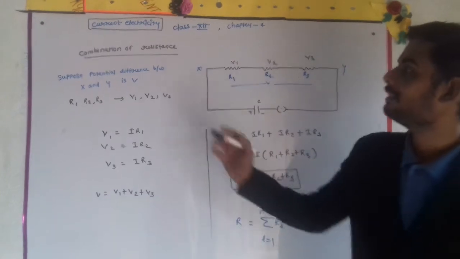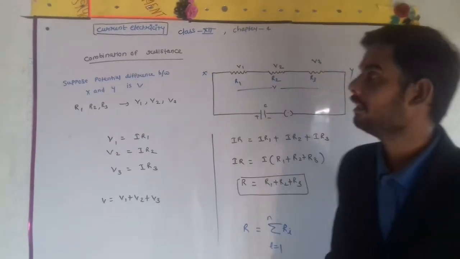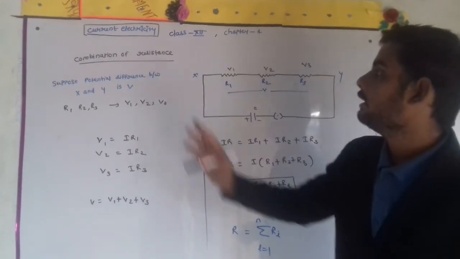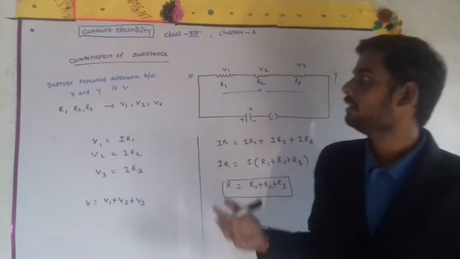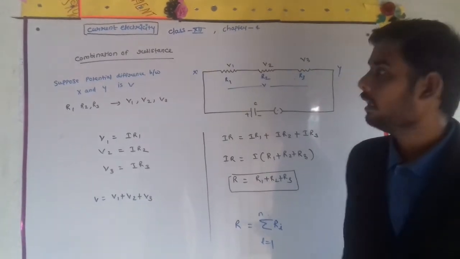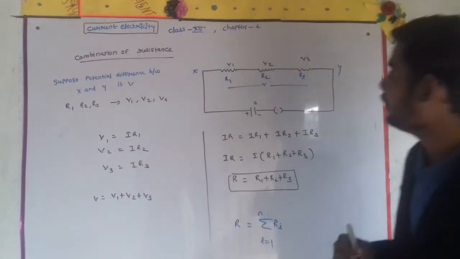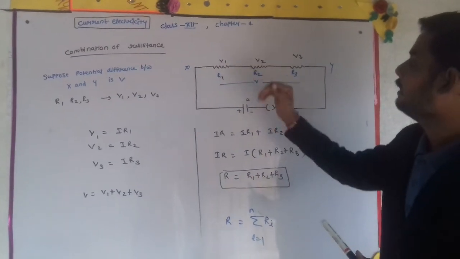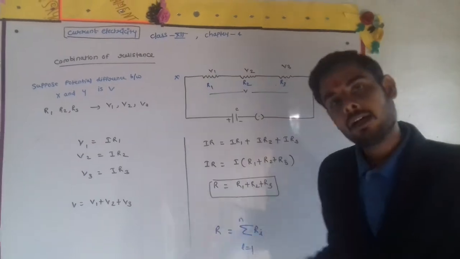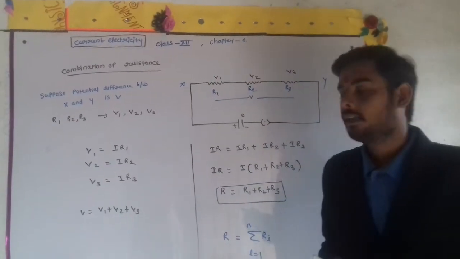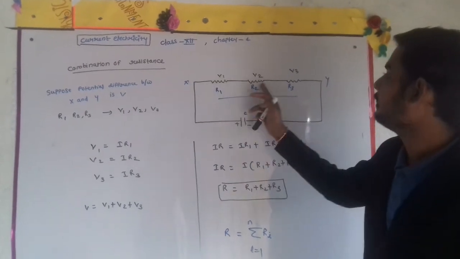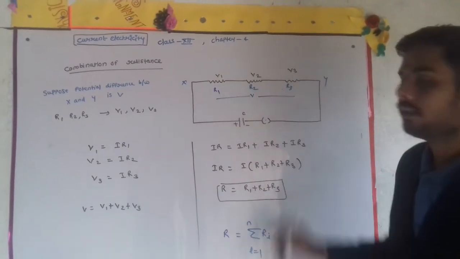Now we will see the combination of resistance. As we have discussed the combination of capacitors, there are generally two types of combination. We will see the series combination of resistance. In a series combination of resistances, the second end of a resistance is connected to the first end of the next resistance, and so on. In the diagram we can see that we have three resistances R1, R2 and R3.